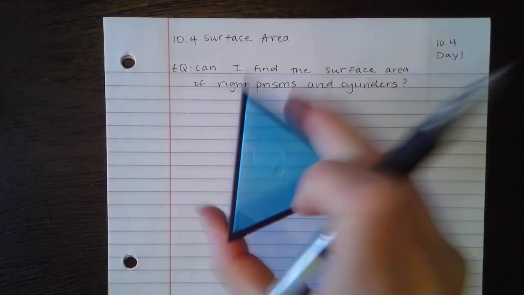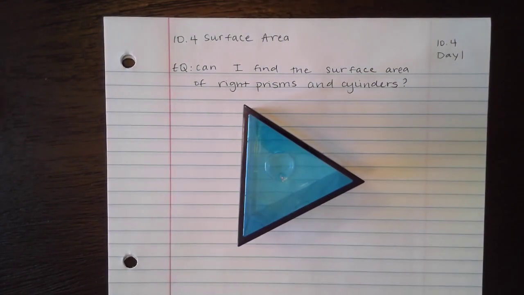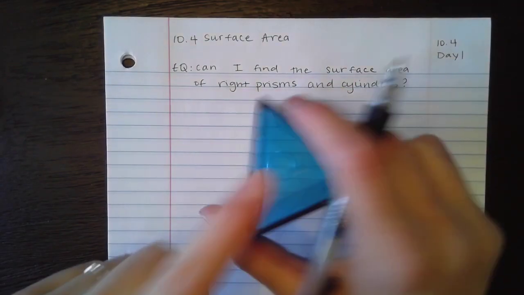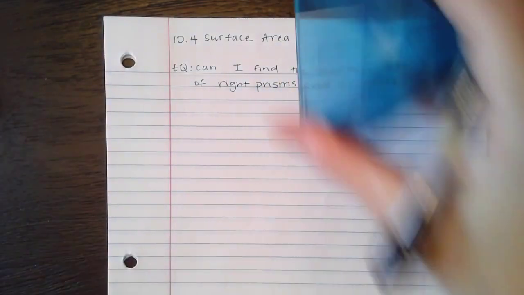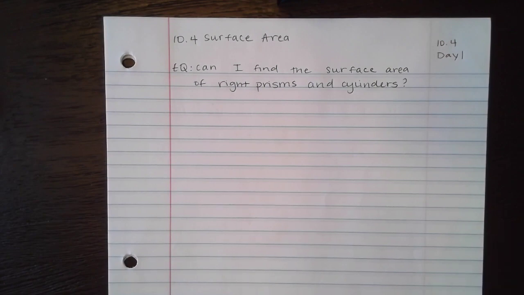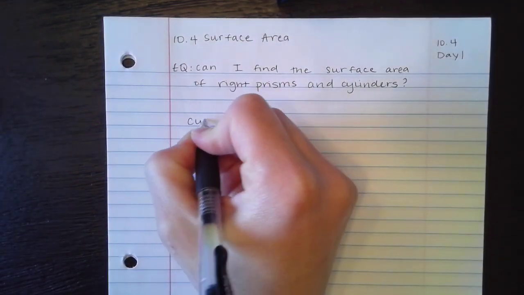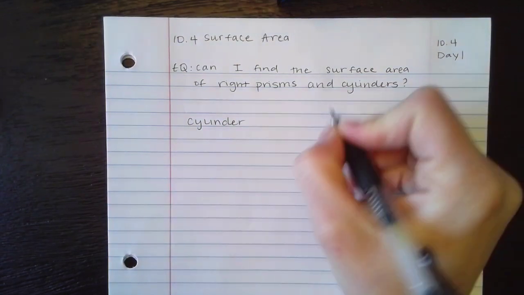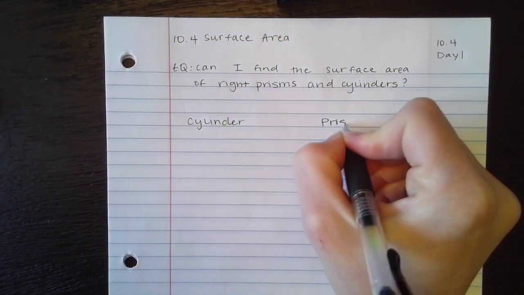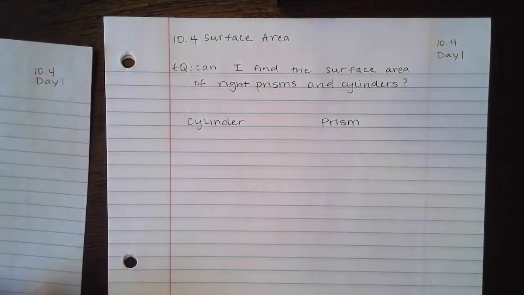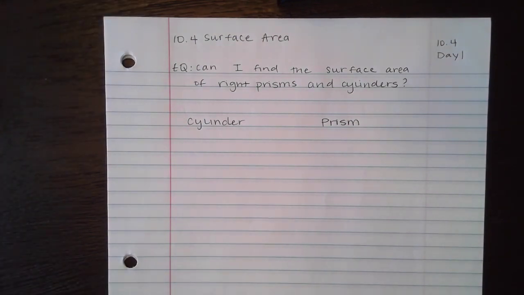We are going to talk about the surface area formula. I could ask you to find the surface area of this shape without these formulas. I could ask you to find the area of the triangle, find the area of the triangle, and add it up to the rectangles. But there are formulas, and those formulas make our lives way easier. So let's look at the surface area formula for a cylinder and for a prism. These are on your formula sheet.